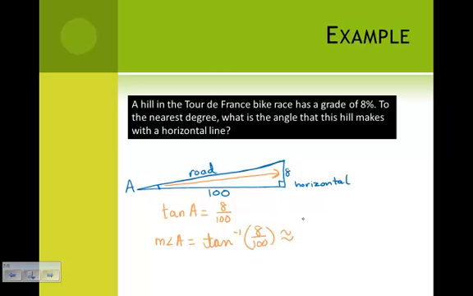And let's see, let's find that angle. Inverse tangent of 8 divided by 100. So it looks like that angle is about 4.6 degrees. And that makes sense that it's going to be a tiny angle if the rise is only 8 to a run of 100.